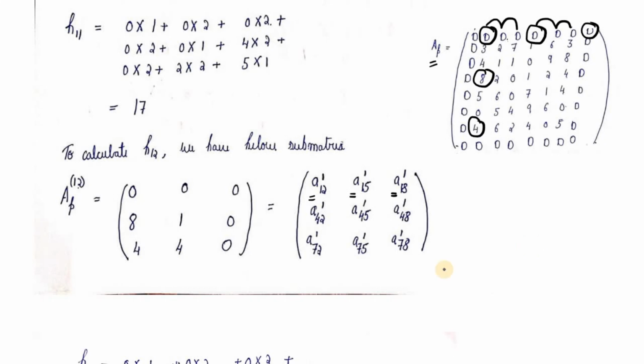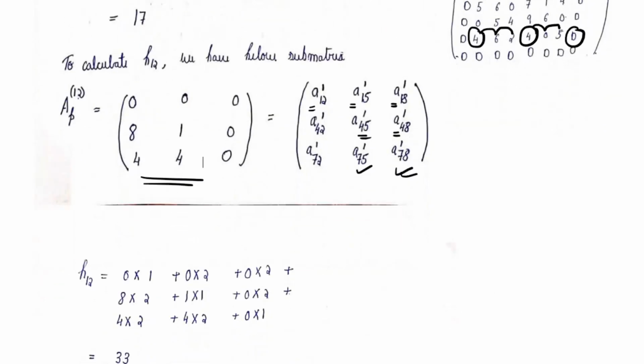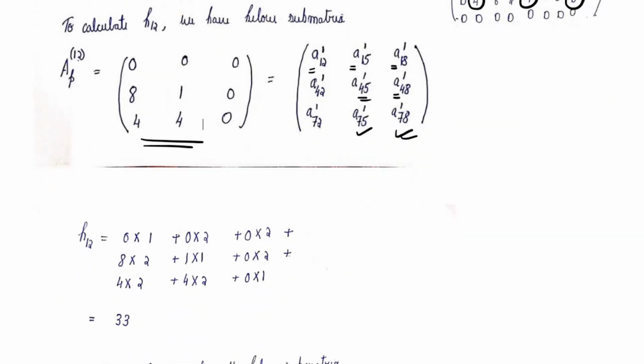And once A42 gets picked up, we can pick up A45. Again, the same logic: jump once, jump twice, the third value gets picked up, which is A45 dash and A48 dash. Again, A72 is over here. Jump once, jump twice, third value picked up, which is A75 dash. Then again, jump once, jump twice, the third value gets picked up, A78 dash. We put all the values over here. This is the submatrix we are considering for the convolution task. And then we multiply it with the kernel to obtain the value as 33.